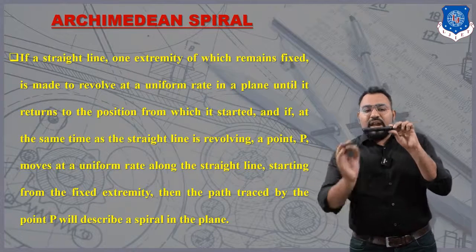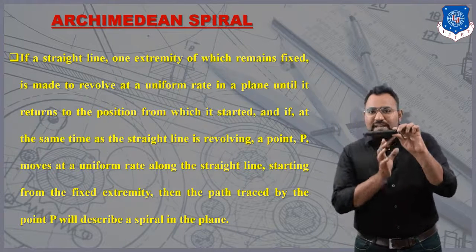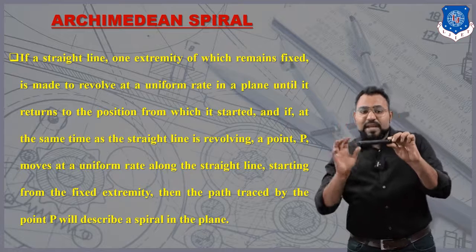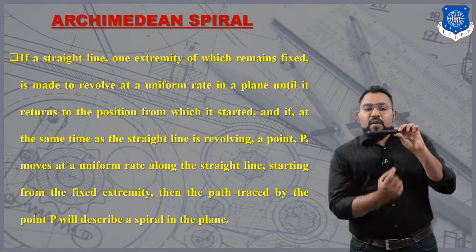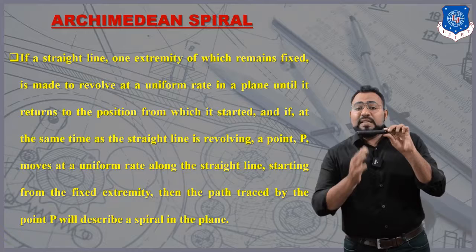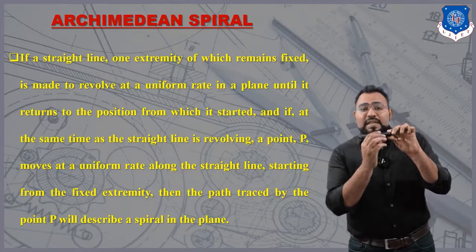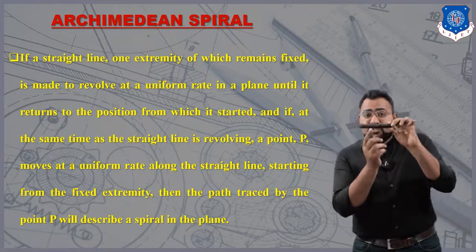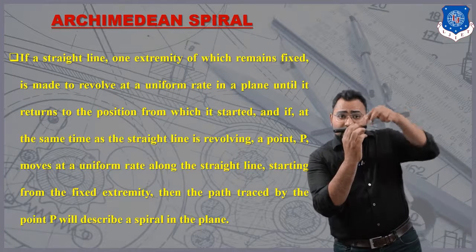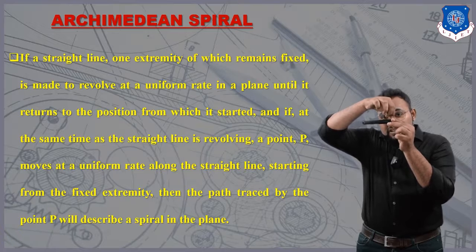And at the same time, as the straight line is revolving, a point P moves at a uniform rate along the straight line starting from the fixed extremity. That means let us say this line is revolving, and also at the same time, some point P is at this fixed extremity, and this point P is also moving, going away from the fixed extremity like this.